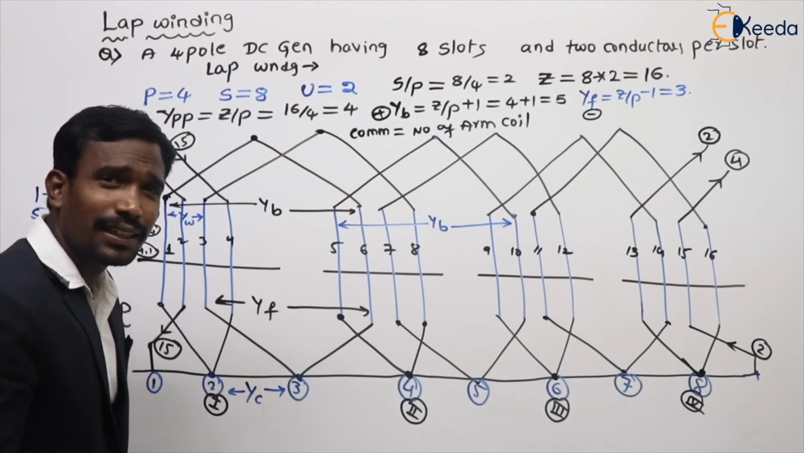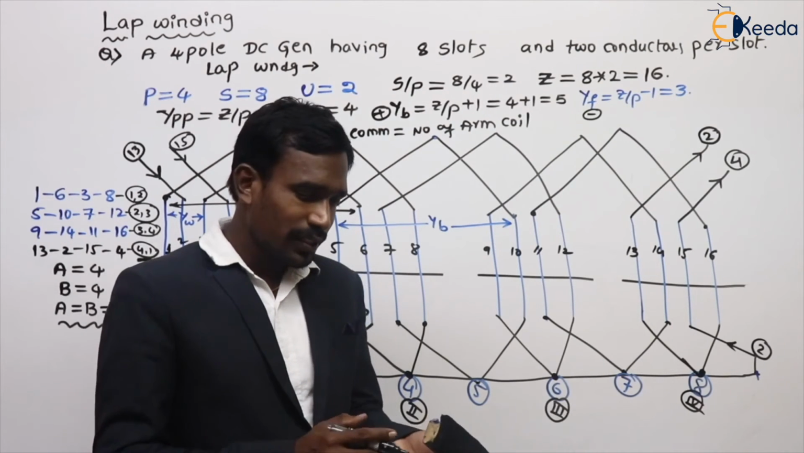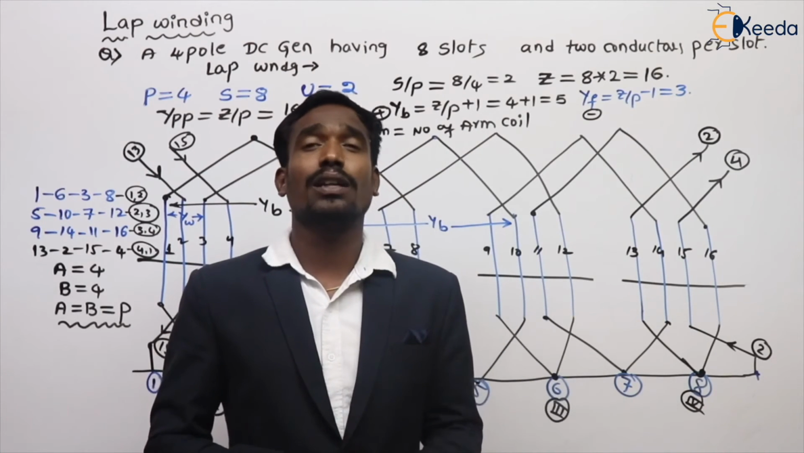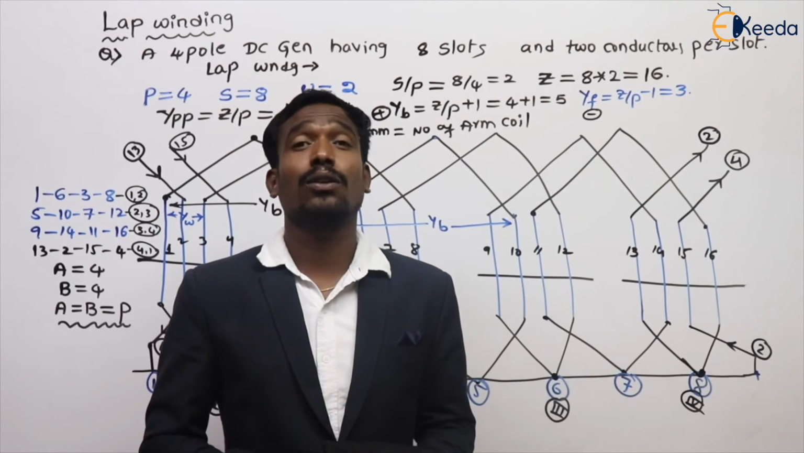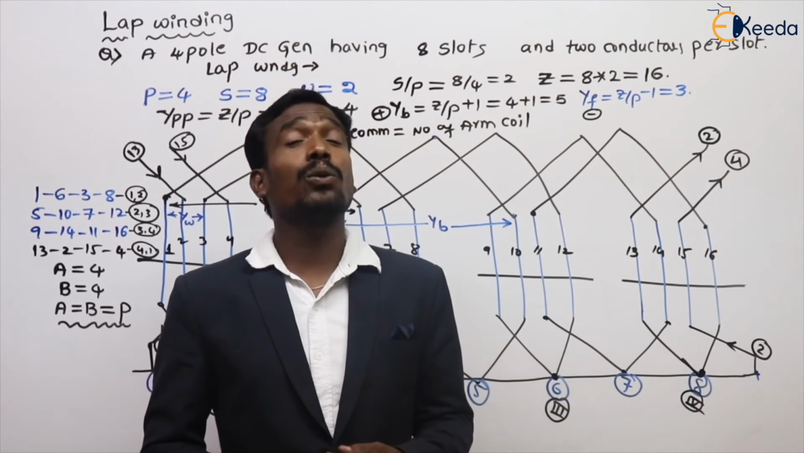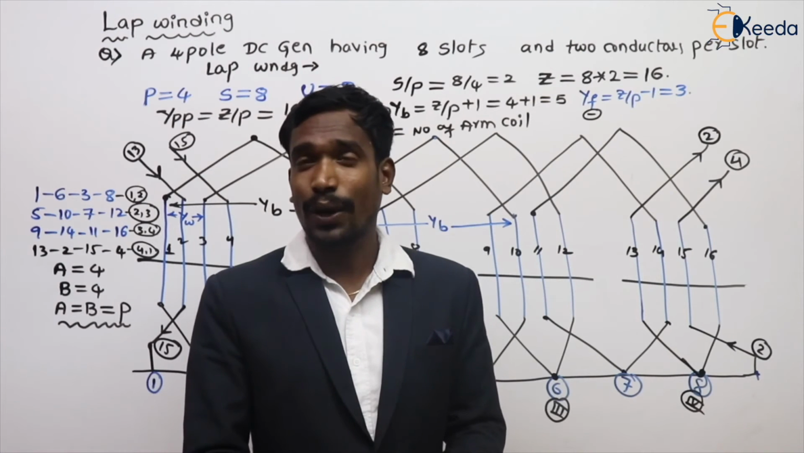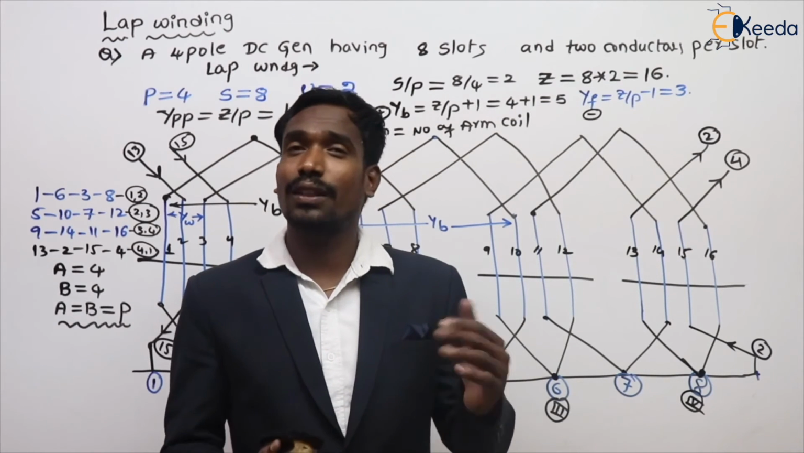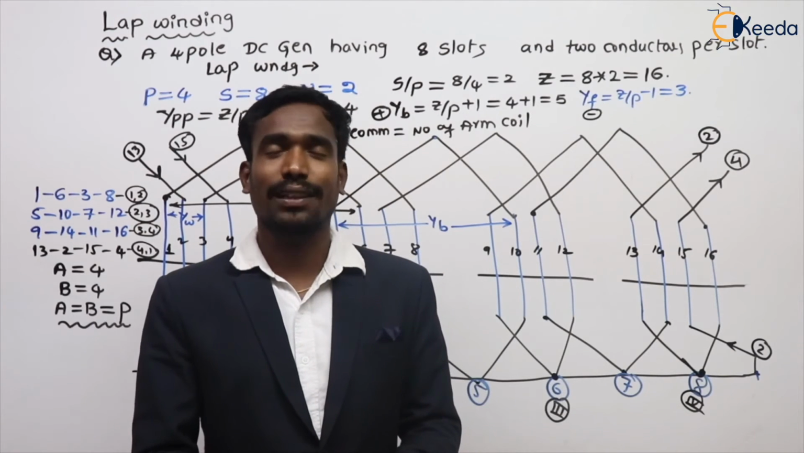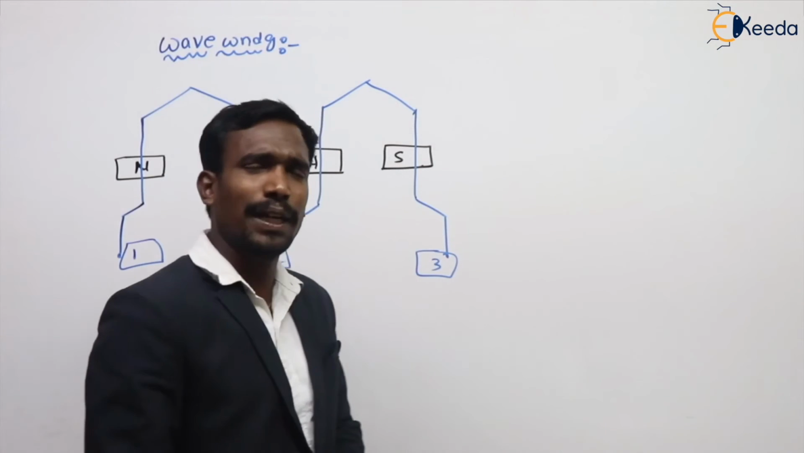Are you getting it? Now lap winding is completed. Generally, if more parallel paths are there, what will happen? Circulating currents increase due to more parallel paths. We'll discuss this later, after wave winding: what circulating currents are and how we can avoid them. Wave winding is very simple compared to lap winding.